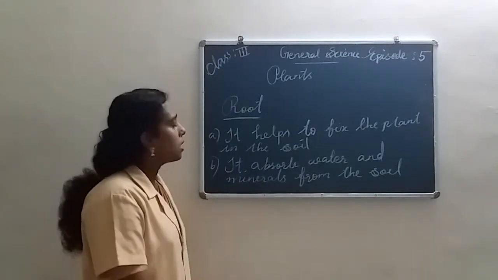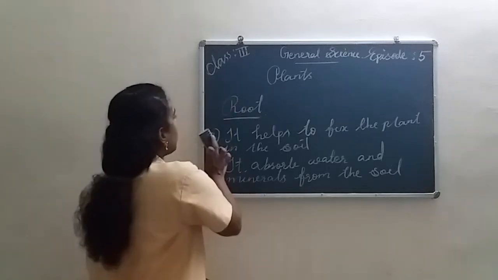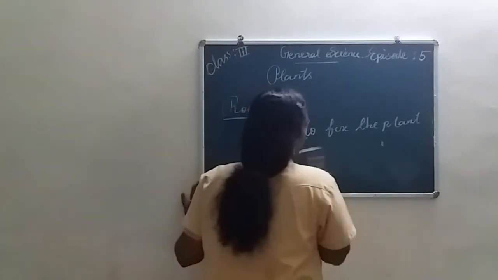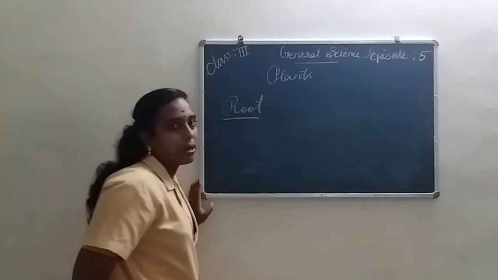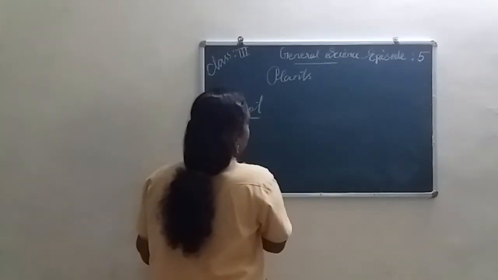So the next one is types of roots. There are two main types of roots. They are taproot and fibrous root. The roots are divided into mainly two types.